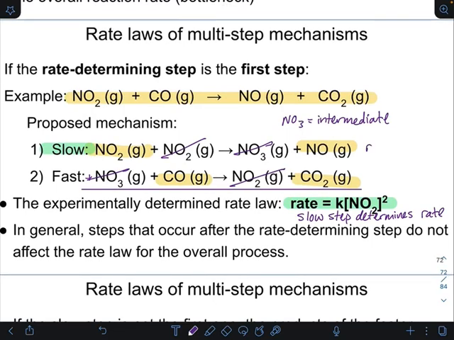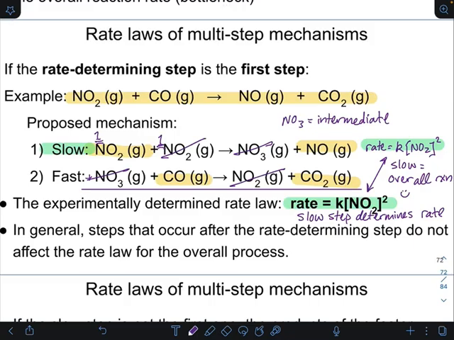So when we are dealing with an elementary step, we can now use the coefficients in that step. And so what I see is that my rate here is going to depend on the concentration of NO2, and there are two NO2 molecules, so it's going to be NO2 squared. The rate of my slow step equals the rate of my overall reaction. So this is good.